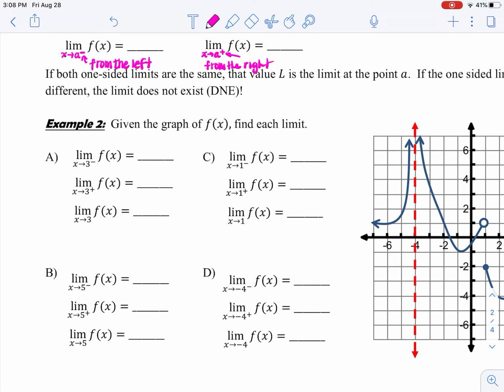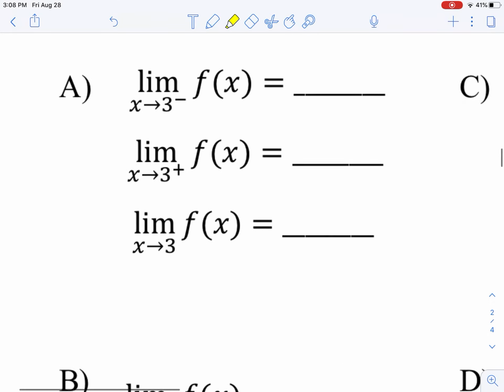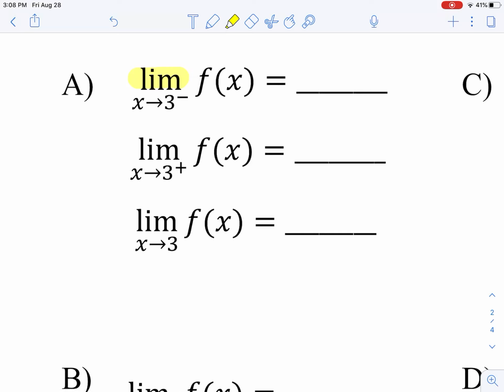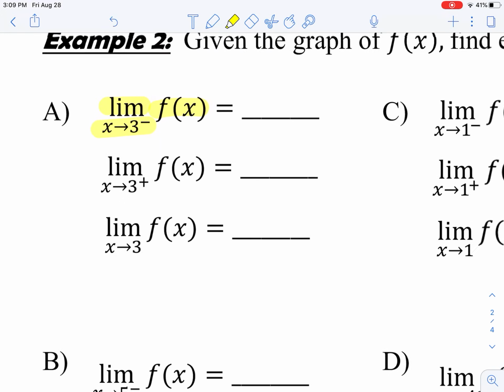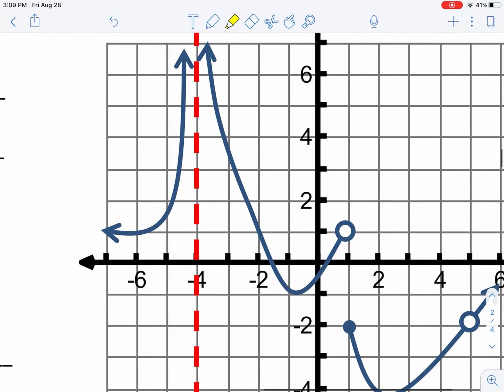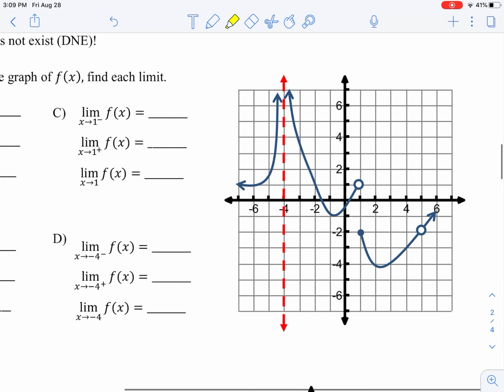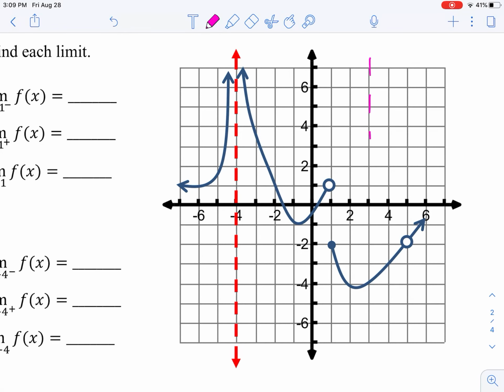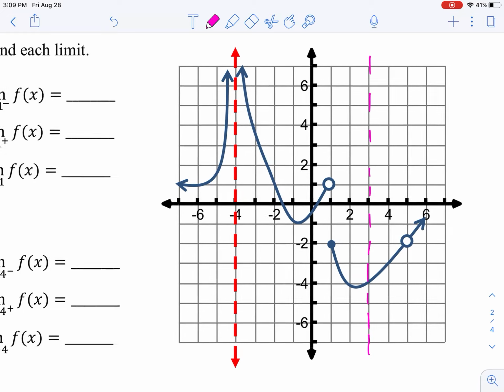Okay, so we're going to start with A here. Let's make sure we know how to read it first. This says the limit as x approaches 3 from the left of the function f of x. So the limit as x approaches 3. So we are going to find the x value of 3. I'm going to put a dashed line here on my graph so everyone can agree that that's where 3 is. It's right here.